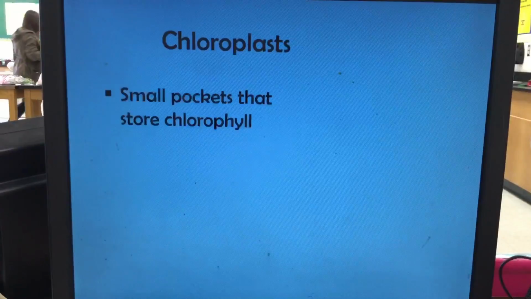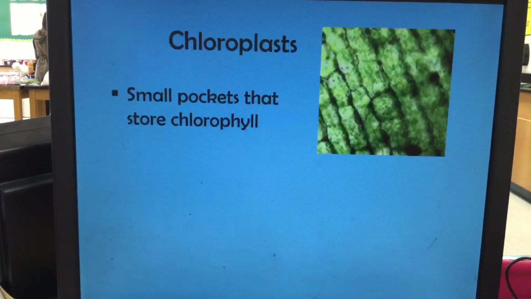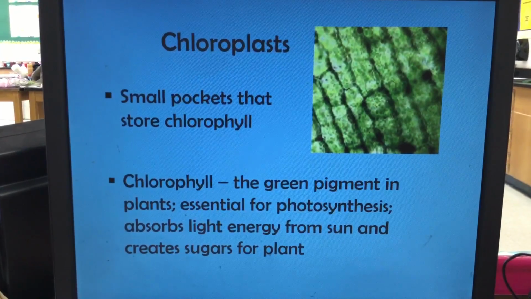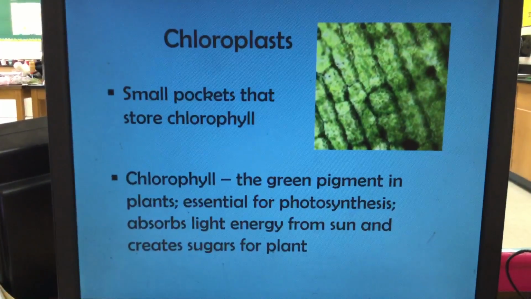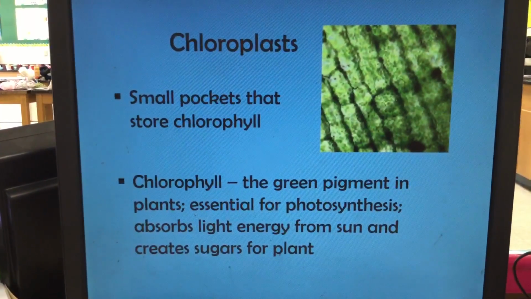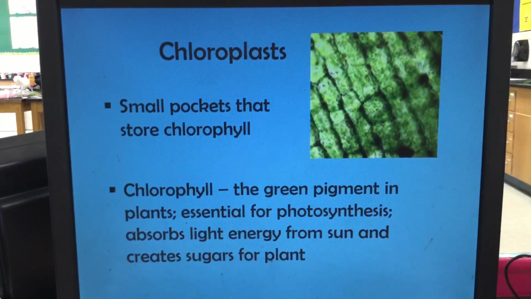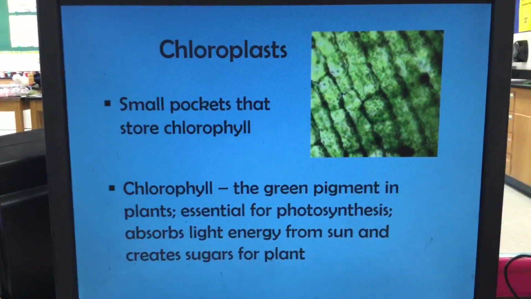All right, chloroplasts. This is what makes the plant green. So small pockets that store chlorophyll, which is actually the green pigment, in plants, it needs it for photosynthesis, which is how the plant produces energy from the sunlight.